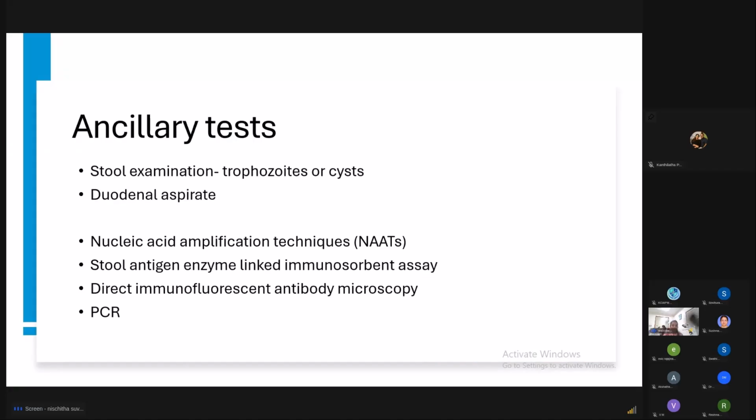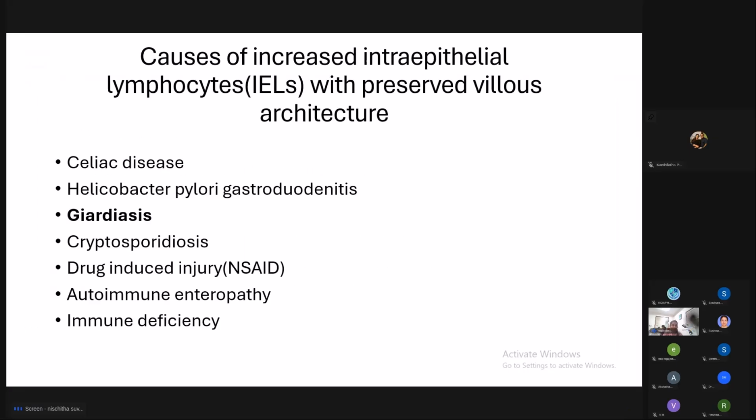Other ancillary tests which are routinely performed when there is a clinical suspicion of giardiasis is stool examination, to demonstrate the presence of trophozoites or cysts. It can also be demonstrated in a duodenal aspirate. Other than these, tests like nucleic acid amplification techniques can be used, or stool antigen enzyme linked immunosorbent assay or PCR based assays, which are rapid tests to detect these antigens.